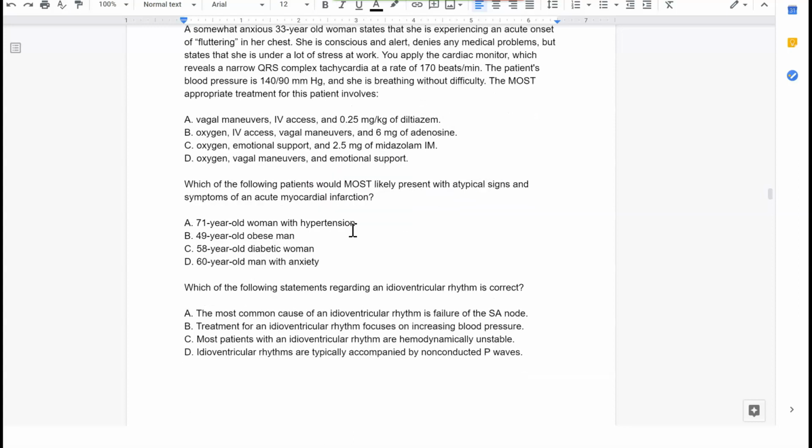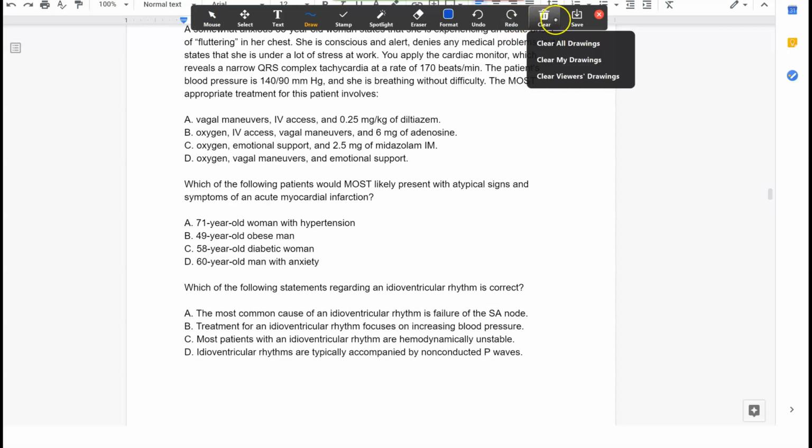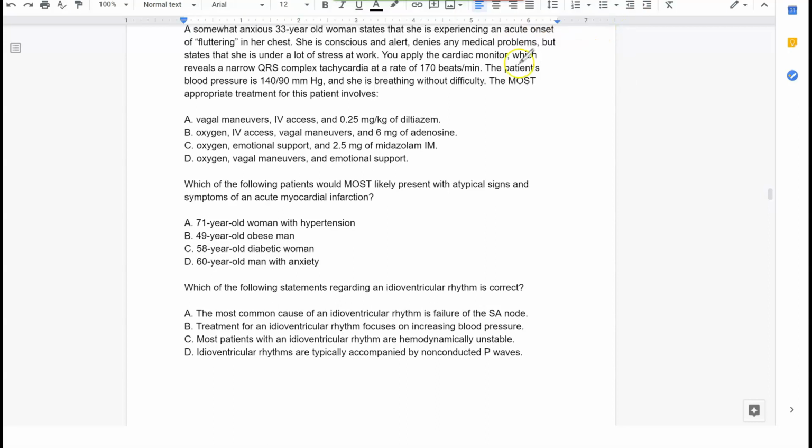A somewhat anxious 33-year-old woman states that she is experiencing an acute onset of fluttering in her chest. She's conscious and alert, denies medical problems, states she's under a lot of stress at work. You apply the monitor, which reveals a narrow QRS complex tachycardia at a rate of 170 beats a minute. The patient's blood pressure is 140/90. She's breathing without difficulty. Most appropriate treatment for this patient.